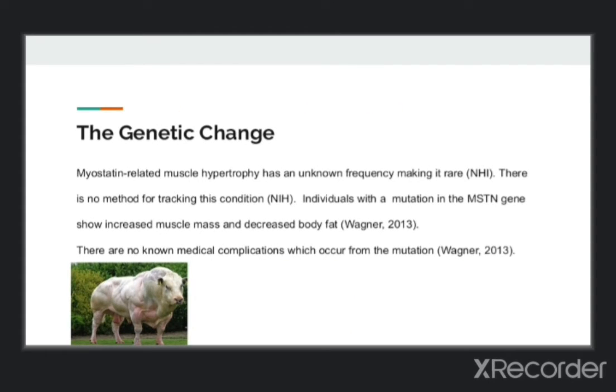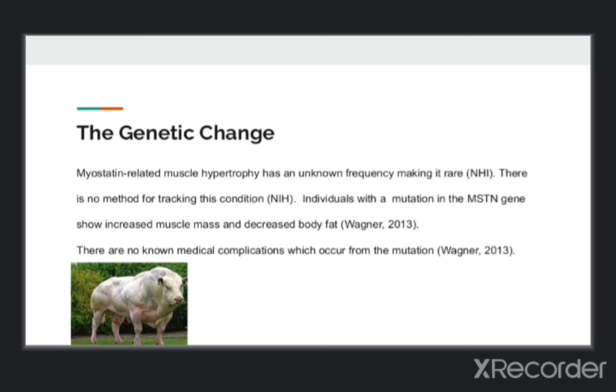The genetic change. Myostatin-related muscle hypertrophy has an unknown frequency, making it quite rare. There is no method for tracking this condition. Individuals with a mutation in this gene show an increased muscle mass and decrease in body fat. And there are no known complications which occur from this mutation.